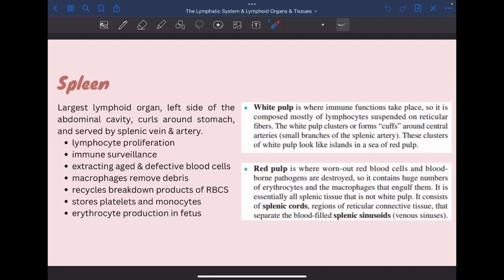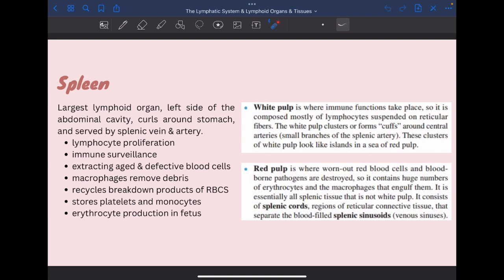When it comes to its structure, similar to the lymph node, it does have a capsule and trabeculae, but something very important about it is the pulps, the white and the red pulp. The majority of the spleen is red pulp, and we have clusters, or let's say islands, of white pulp present in the red pulp. The white pulp is the site where we have the immune function. The red pulp is the site for the RBCs and the blood cells and so on.